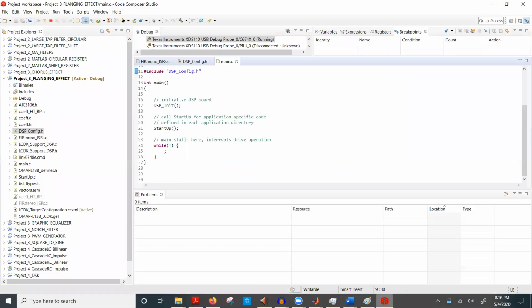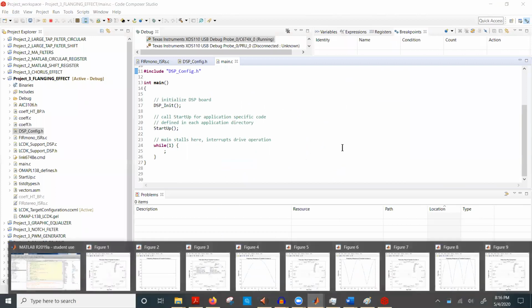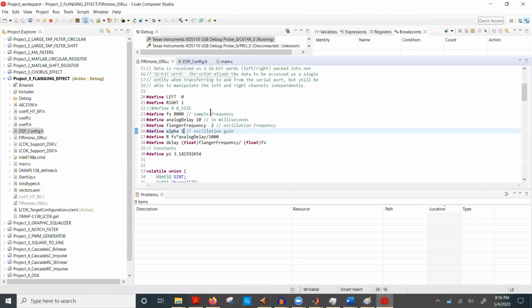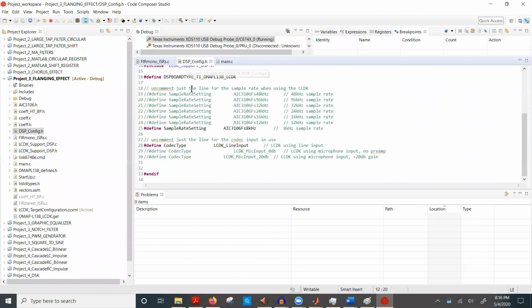So to implement this in Code Composer, we won't need to generate coefficients in MATLAB because the flanging effect is not an FIR filter, it's an audio effect. So we have to do this all in C. First things first, we need to talk about sampling frequency. I've set the sampling frequency at 8 kilohertz.